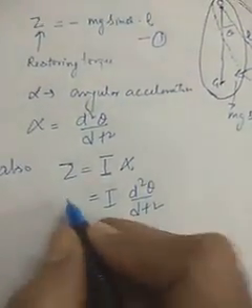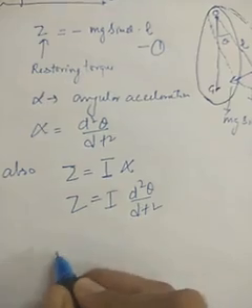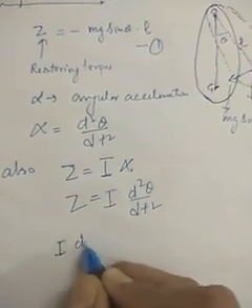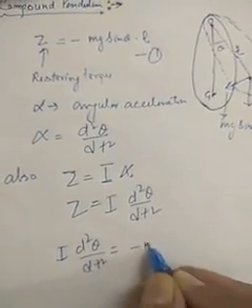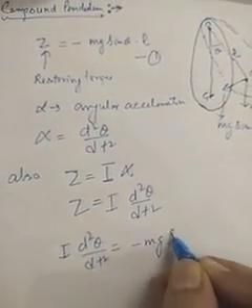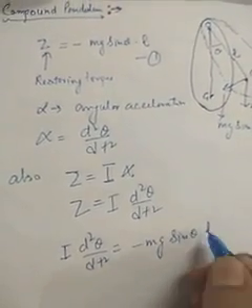So we can write it as I d square theta by dt square equals minus mg sin theta multiplied by l.